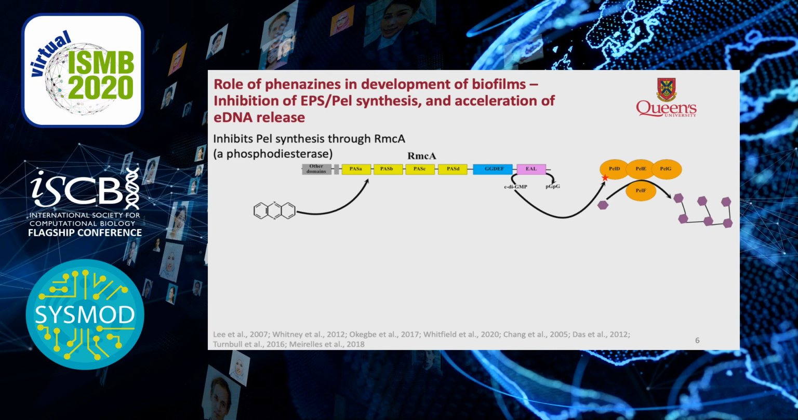In fact, when the genes encoding the proteins involved in production of phenazines were deleted, the phenazine mutant was able to grow, and it overproduced PEL exopolysaccharide.